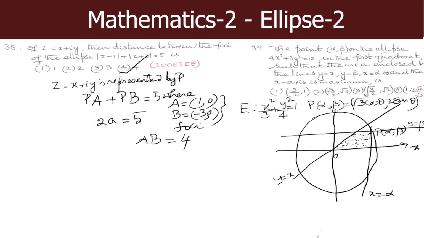It is asking for what position of P on the ellipse this area is maximum. The area marked here by the dotted lines should be maximum. It looks like a trapezium because one pair of opposite sides are parallel. This is the point on the line y equal to x, so both x and y coordinates are equal. Because this is the point on the horizontal line, its y coordinate is the same as the y coordinate of P, so this is beta, therefore this point is (beta, beta). So, what is the area of the trapezium?